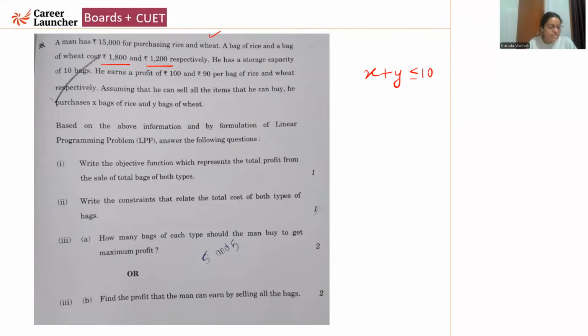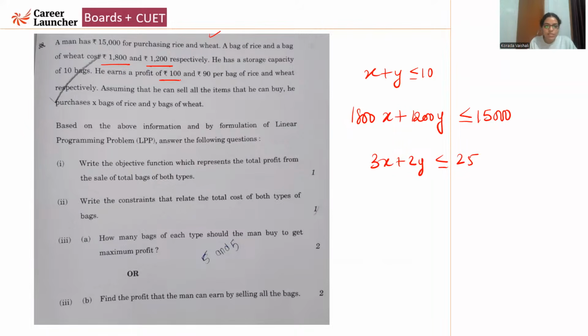And what other equations can we understand from the first two statements? First two statements में you can say 1800x plus 1200y is less than equal to 15,000. Now you can divide the whole equation with 600 to reduce this down into a simplest equation, which is going to be 3x plus 2y is less than equal to 25. अब और कोई इक्वेशन है क्या?